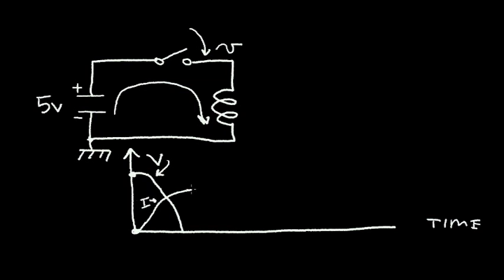So the current increases. But what happens when the voltage across the inductor is zero? The inductor will resist current change, so this current tries to stay constant. And when it does that, the capacitor starts discharging in the other direction.